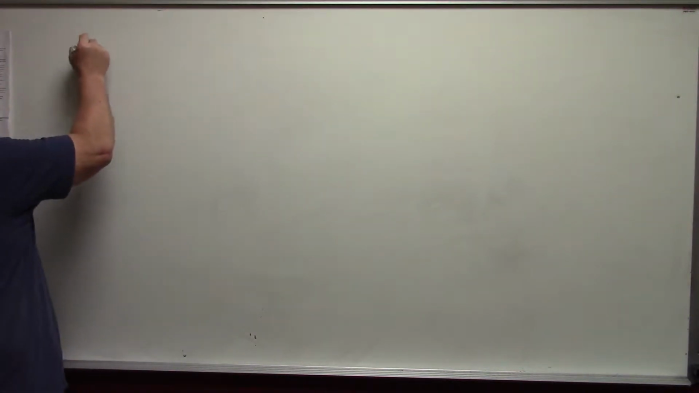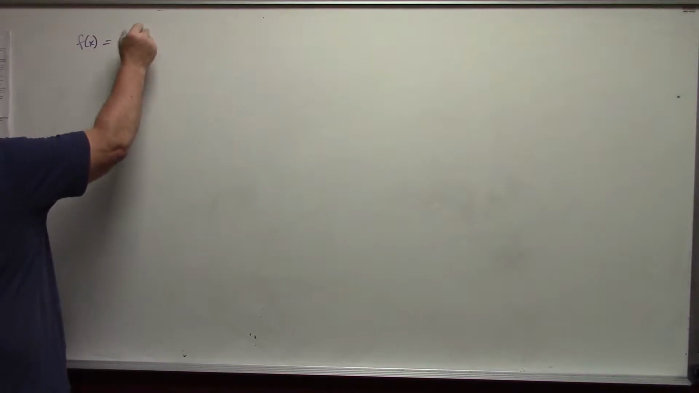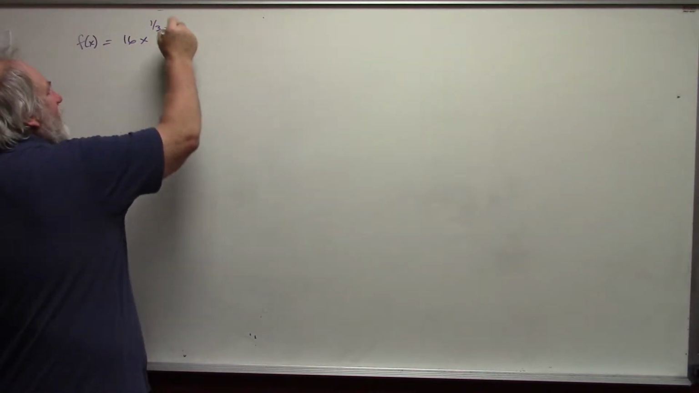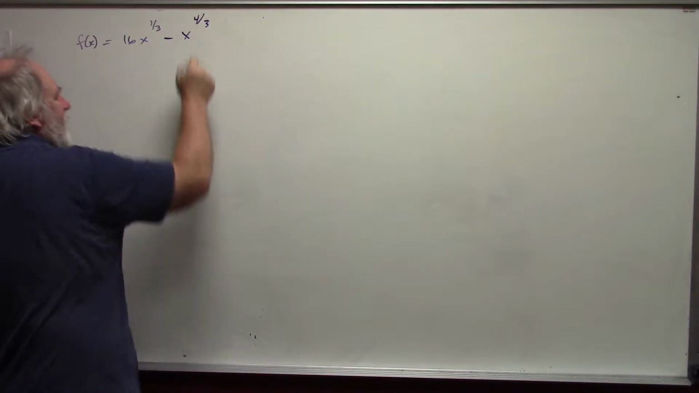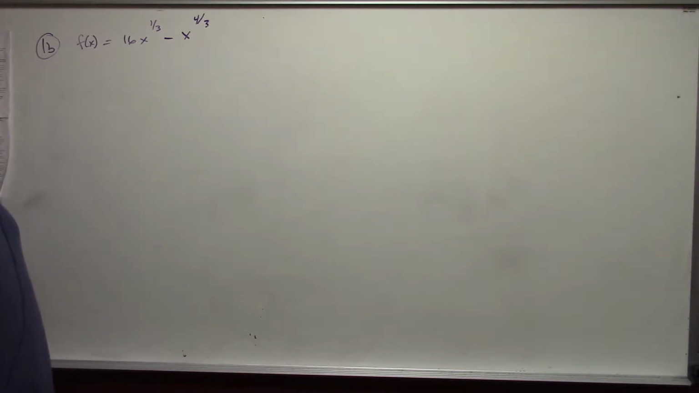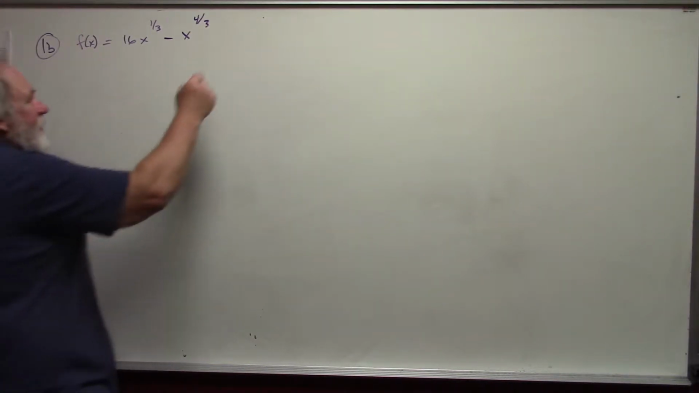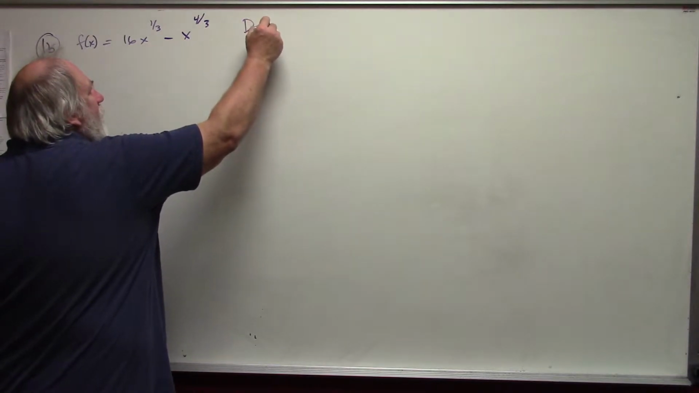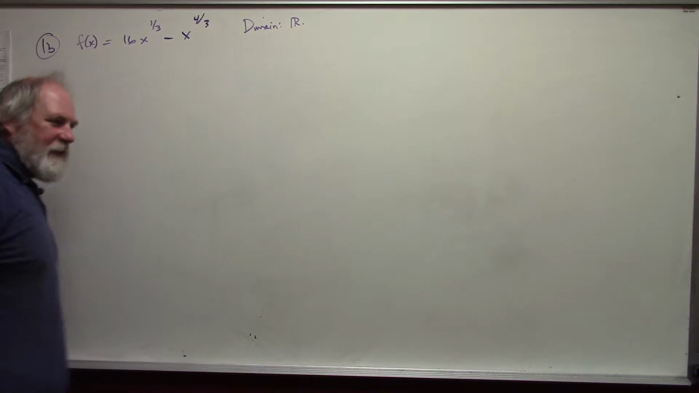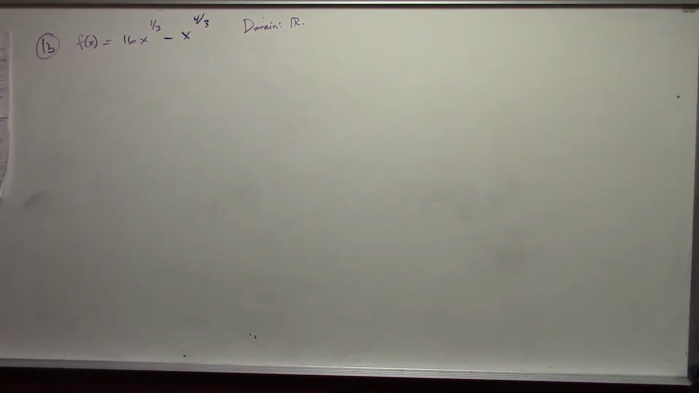Suppose I have f of x is equal to 16x to the 1/3 minus x to the 4/3. This is problem 1b in your worked out solutions. So notice here the domain is all reals, so anything that we come up with where the derivative is 0 or doesn't exist will be a critical value.